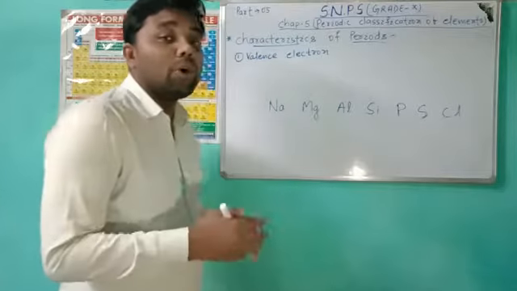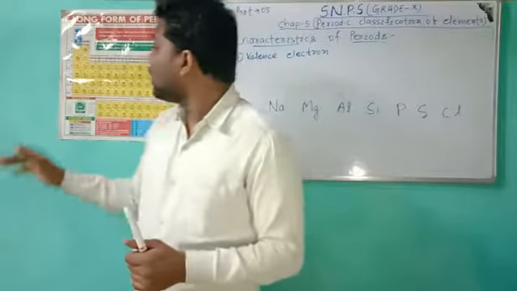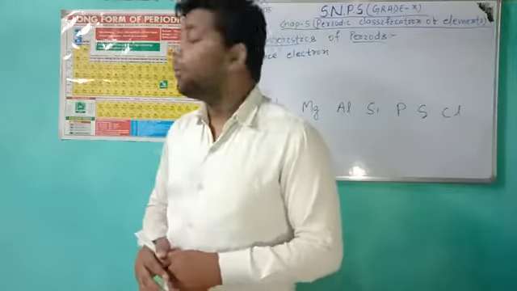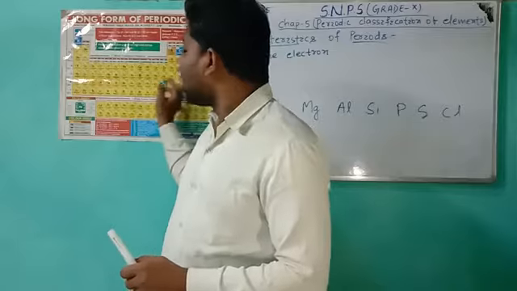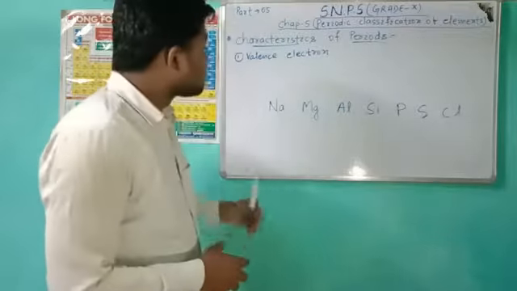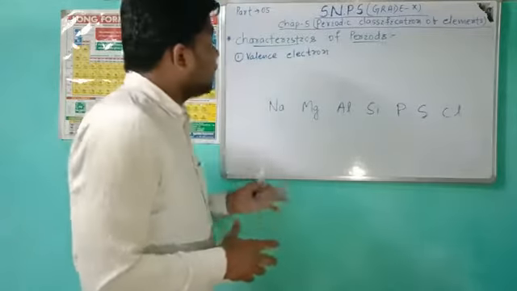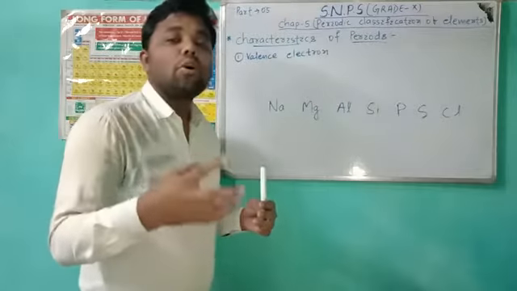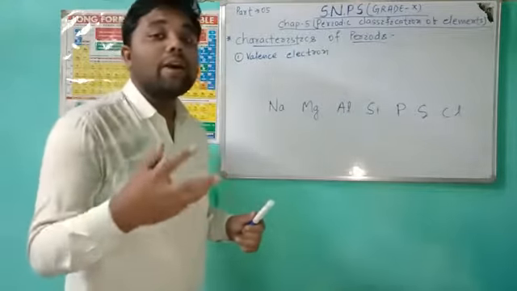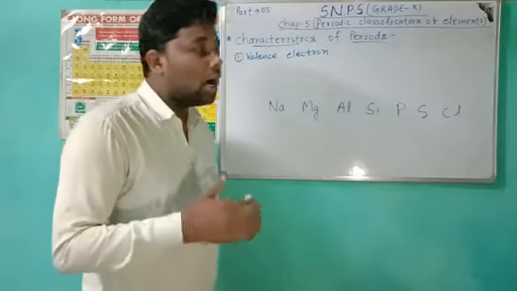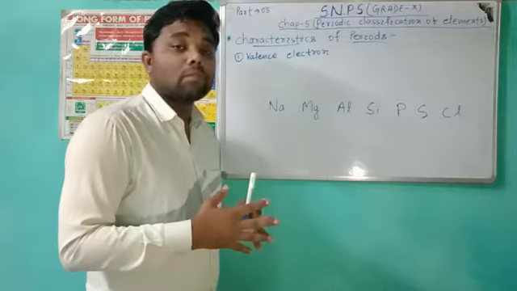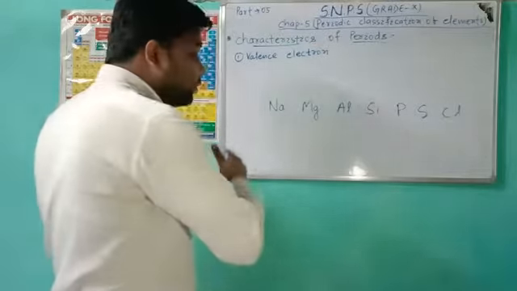You know what a period is? The horizontal lines present in the modern periodic table are called the periods, and there are 7 periods. So coming to our topic, what are the characteristics of a period, in which the first characteristic is the valence electron. How does the valence electron increase when we go left to right?